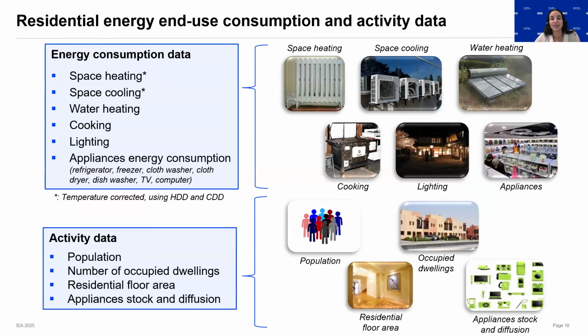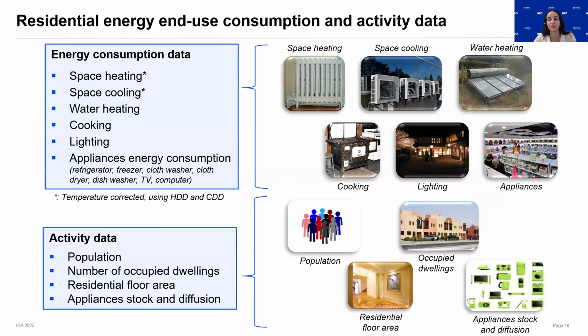As for industry, for the residential sector, we do collect energy consumption, but not divided by subsectors. We collect data divided by end use, such as, for example, space heating and cooling, water heating, cooking, lighting, and residential appliances such as refrigerators, freezers, TVs, computers, and so on.